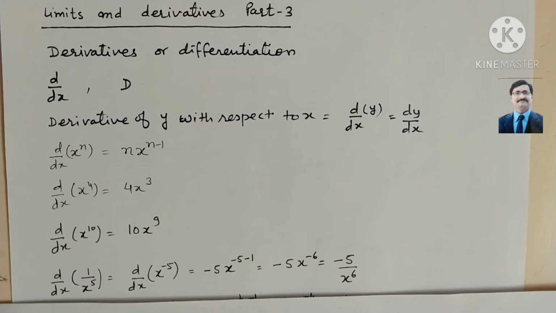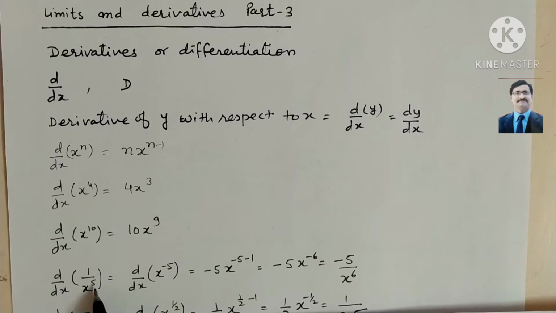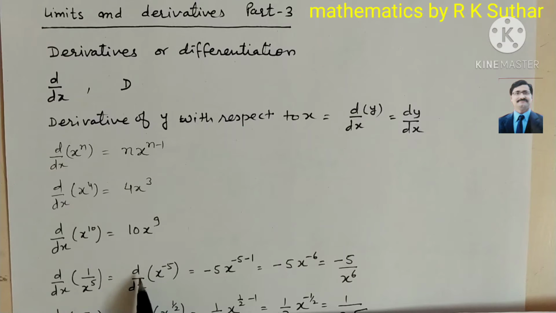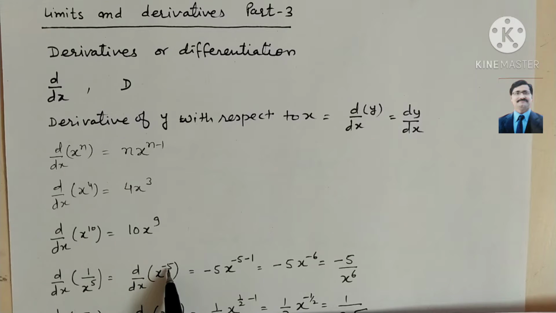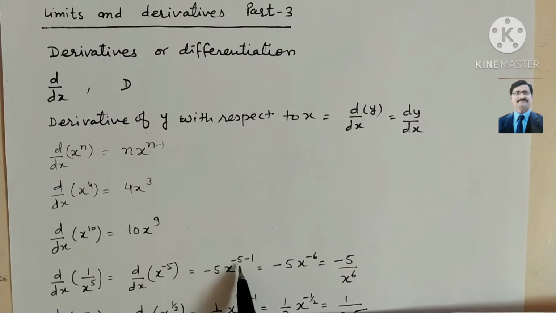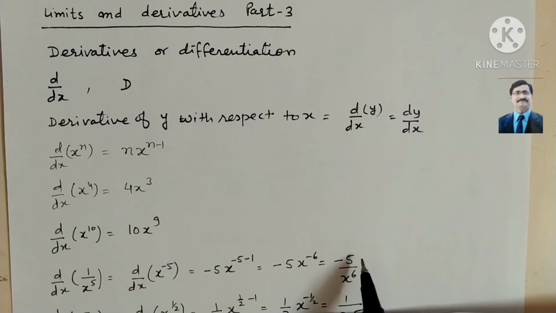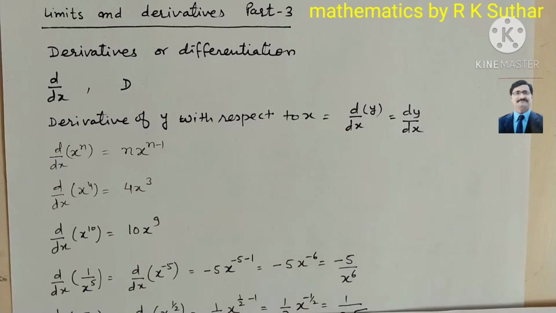Same as it is, if we have the differential of 1 upon x power 5. If 1 upon x power 5 is given, we write it this way, x power minus 5, and the differential of x power minus 5 is this minus 5 as it is, and we reduce the power by 1, so x power minus 5 minus 1, which gives minus 6. We get minus 5 x power minus 6. Minus 5 x power minus 6 you can also write as minus 5 upon x power 6.